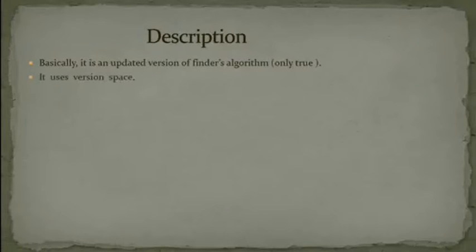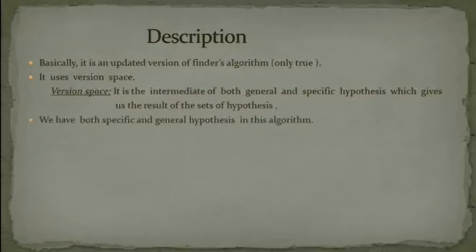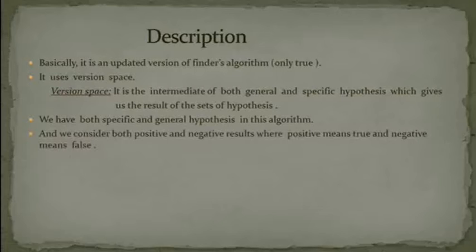To compute the candidate elimination algorithm, we use version space. Version space is nothing but the intermediate space between the general hypothesis and the specific hypothesis, which gives us the resulting set of hypotheses. Here we have both specific and general hypotheses in this algorithm, where we compute the specific hypothesis from the top and the general hypothesis from the bottom. And we consider both positive and negative results, where positive means true and negative means false.